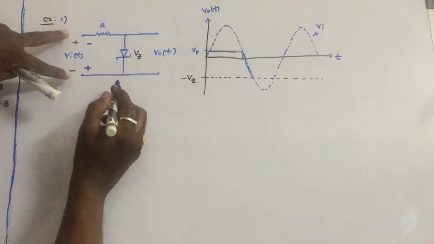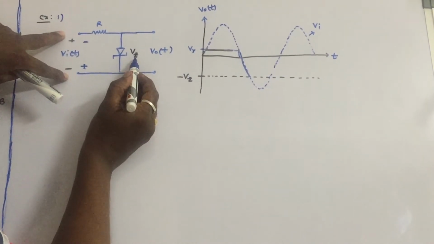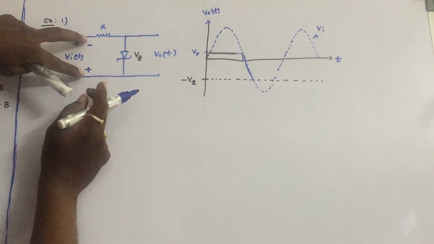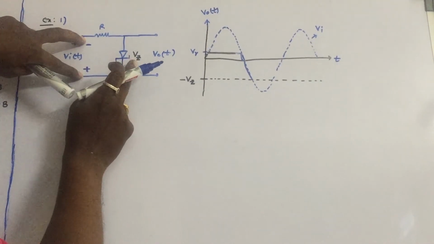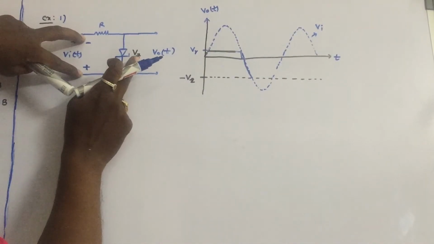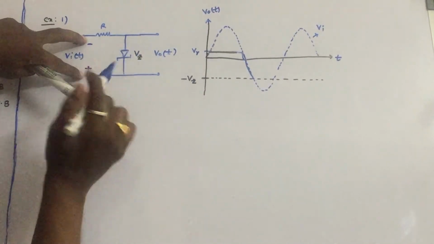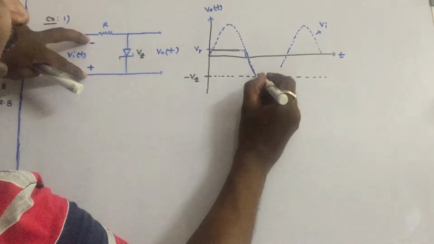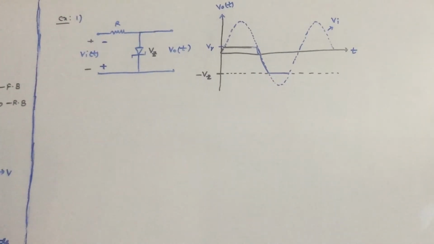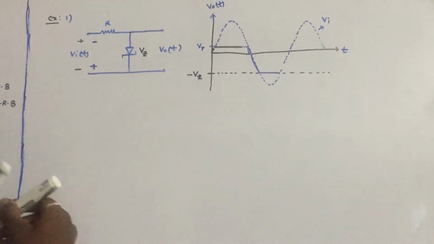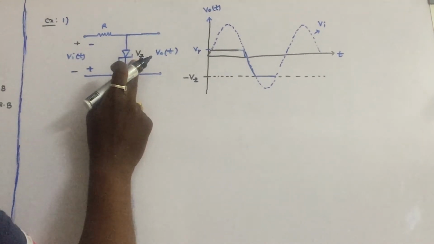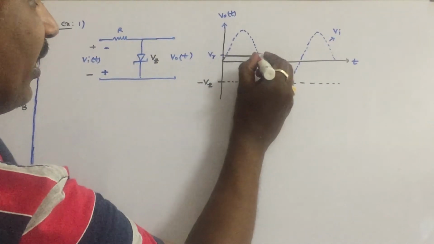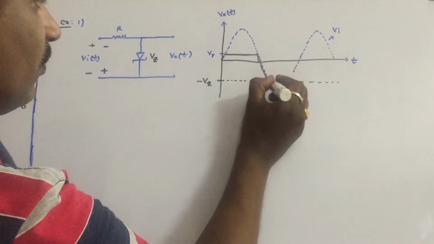So what happens when the reverse bias voltage exceeds Vz? It enters into the Zener breakdown, so the output voltage remains fixed at Vz. That is what the characteristics say. Once the reverse bias voltage exceeds Vz, it enters the Zener breakdown region and the output voltage will remain at Vz. These are the characteristics we have to show.